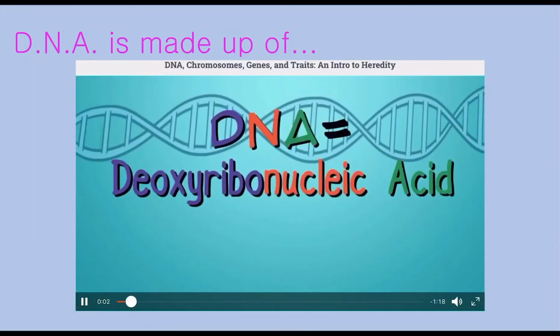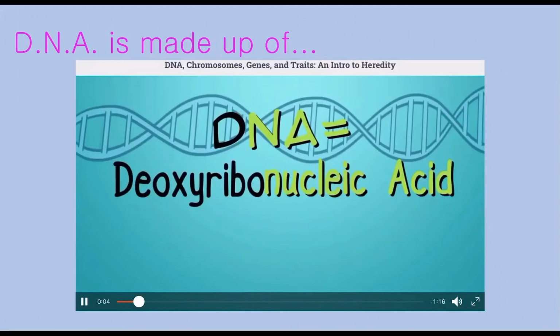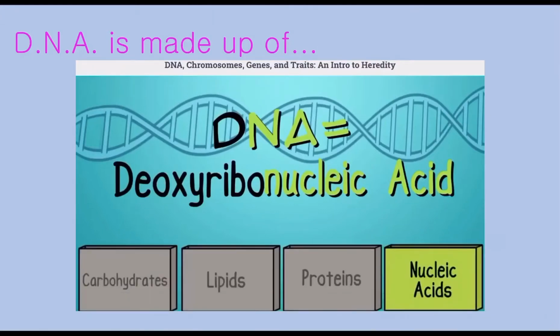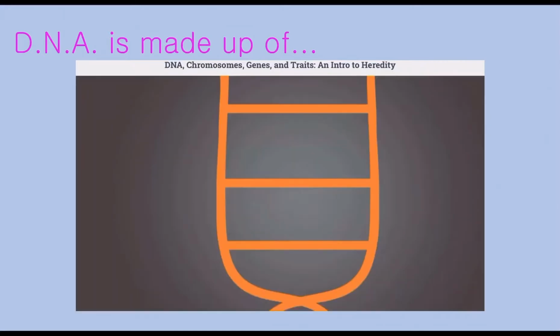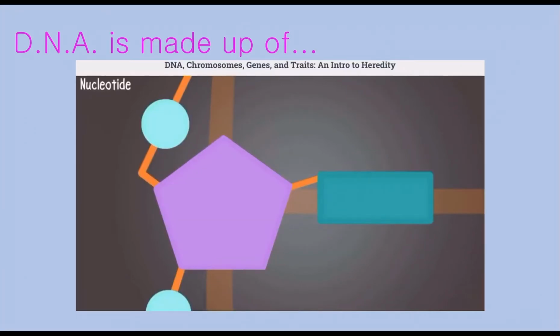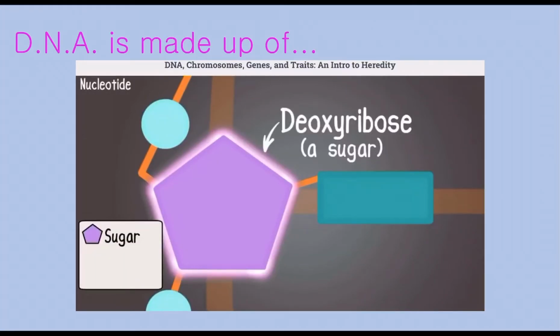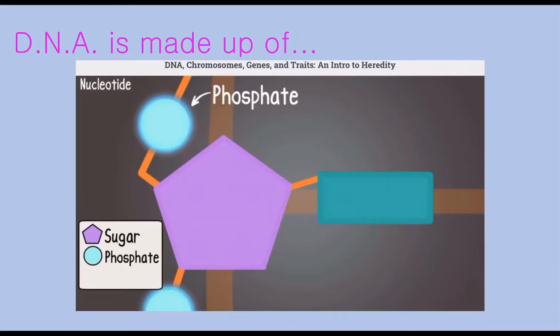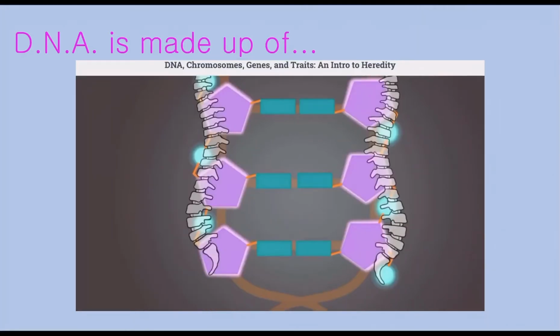It's a type of nucleic acid. If you remember from our biomolecules video, nucleic acids are a type of biomolecule. Nucleic acids are made up of building blocks called nucleotides. Nucleotides have 3 parts. One of them is a sugar called deoxyribose. One of them is a phosphate. We sometimes say DNA has a sugar phosphate backbone.